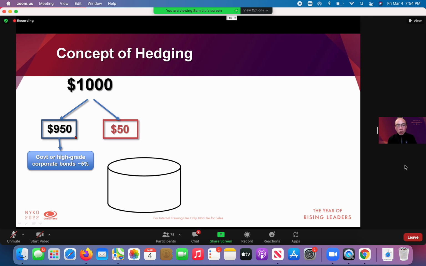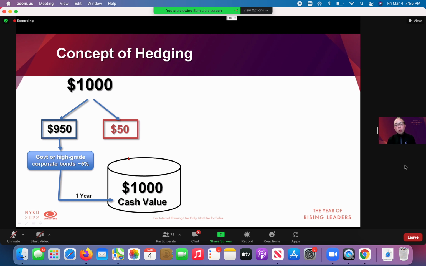Okay. So this $950 invested in the corporate bond or the government bond gets about 5%. So what happened after 1 year, Mr. Client, at 5%? Do you agree that after 1 year, your $950 gets back to about $1,000 at 5%? Roughly speaking, that's about right, right? I say, yeah. So 950 times 5%, I get back to $1,000.